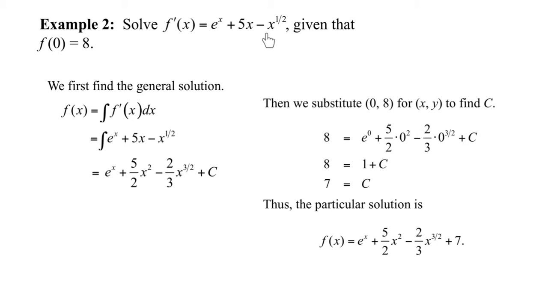In this question, we need to solve this equation with a given condition. That means we need to find a general solution. Then we find the constant c by using this condition. So first we will find the general solution by integrating both sides. If you integrate f prime, you will get f of x. Integrate e power x, that is just e power x. The integral of 5x is 5x square divided by 2. Integrating this one, add 1 to the exponent and divide by the same. So you will get x power 3 over 2 divided by 3 over 2. That is basically multiplying by the reciprocal of that number, plus c.